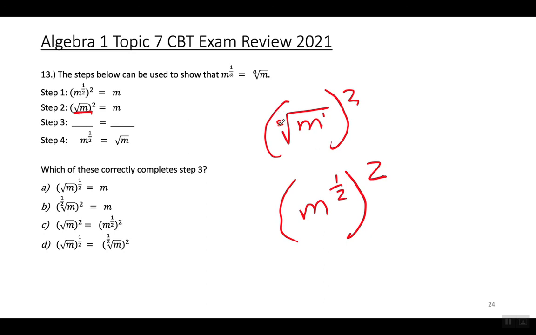Okay, recuerden que para cambiar de forma radical a un exponente, se pone esto para arriba otra vez. Así que 1 sobre 2. Now I multiply the exponents, and I get m to the 2 over 2 power, which is m to the first power, which is m, which is what it says right here. Okay.